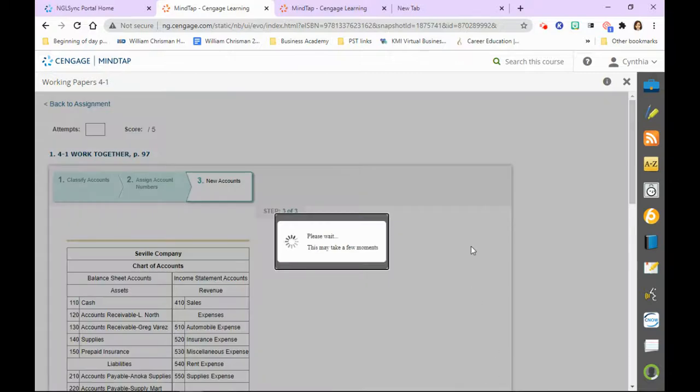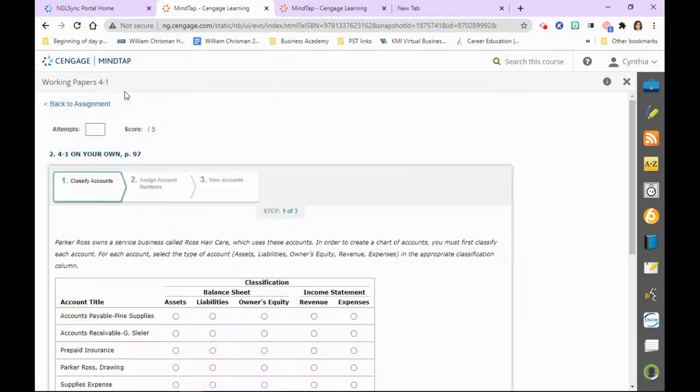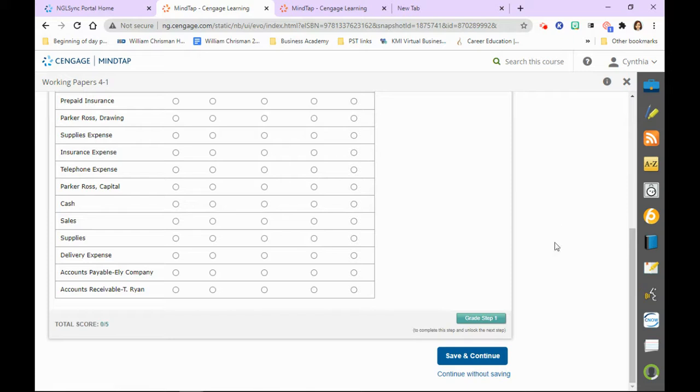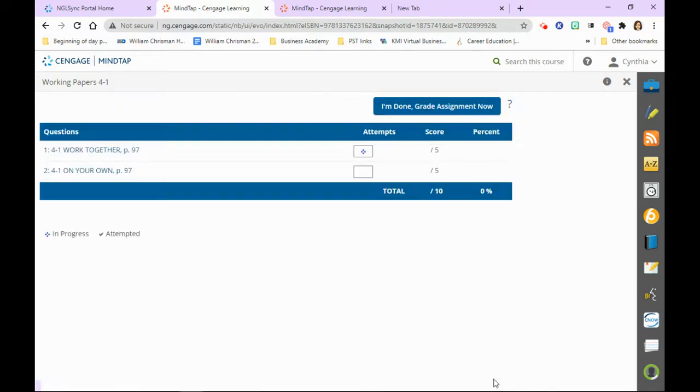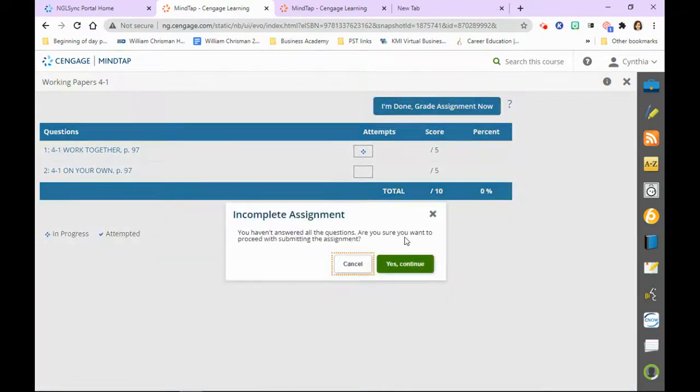And then you're going to click Save and Continue. Remember, on these, it takes you right into the On Your Own. We don't need to do those, so you can just click Continue without saving. And then grade assignment, I'm done.